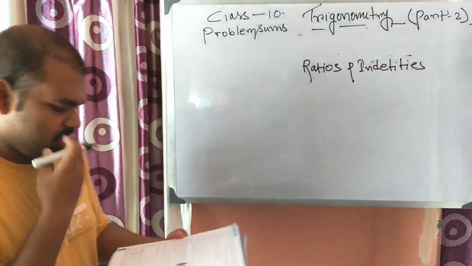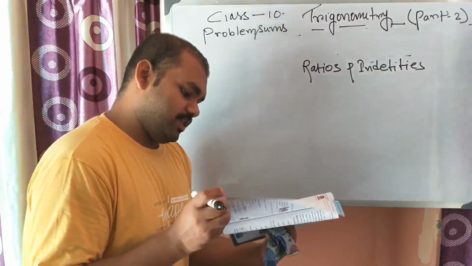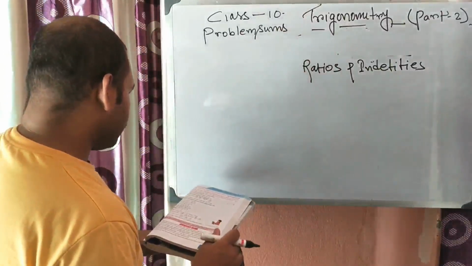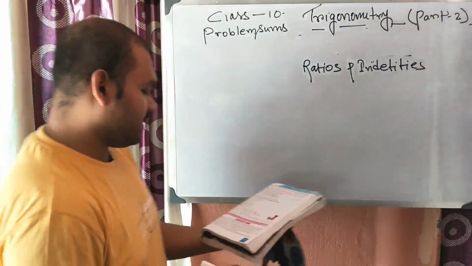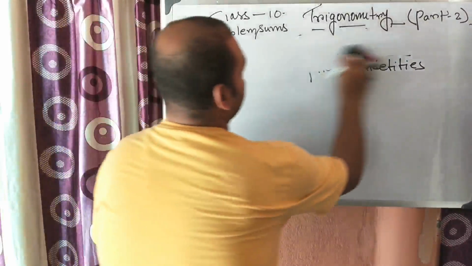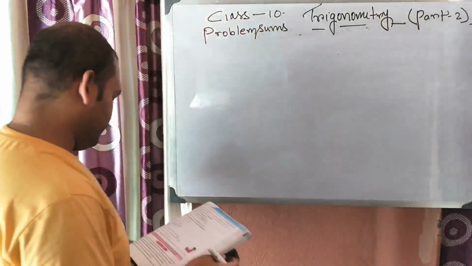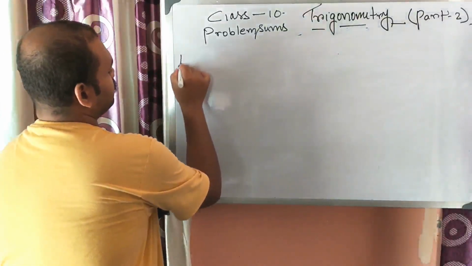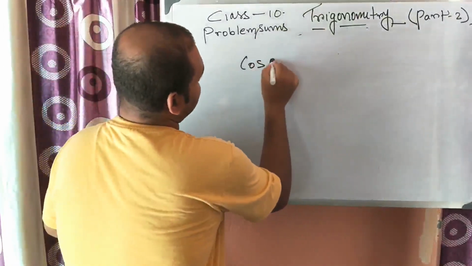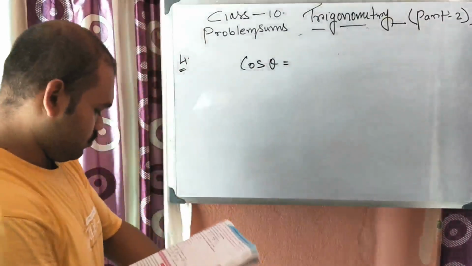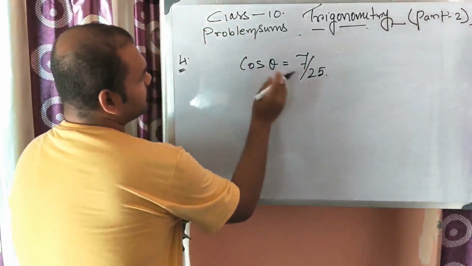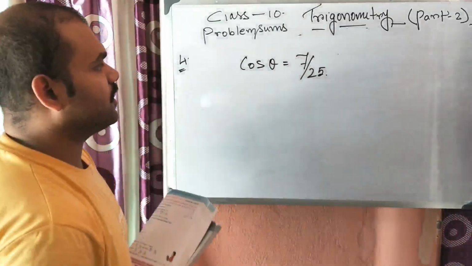Like let us do this sum from exercise number 23.1. If cos theta is equals to 7 by 25, then let us determine the value of all trigonometric ratios of theta. Very easy. How? Cos theta is given. So cos theta is equals to 7 by 25, then what we can write down.